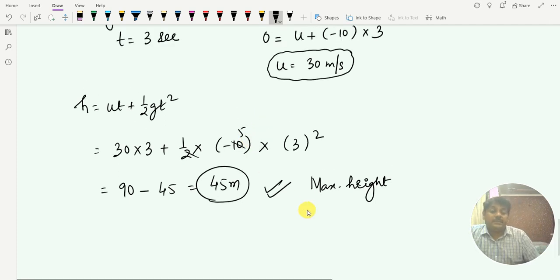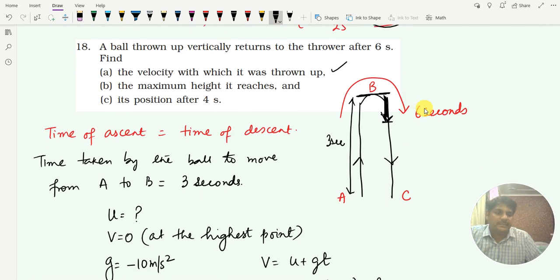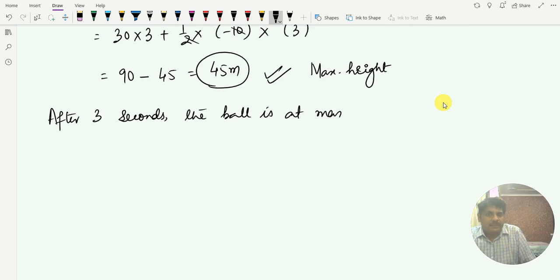Now the third part is very interesting. Third part में क्या है? बच्चे बोलते हैं कि सर position after 4 seconds कैसे आएगा? अरे 3 सेकंड में तो ऊपर चला गया. In 3 seconds it has moved up to the maximum height. तो यहाँ तक अगर 3 seconds हो गया, 4th second का मतलब है from B. Let us find out the distance traveled in 1 second. After 3 seconds the ball is at maximum height.